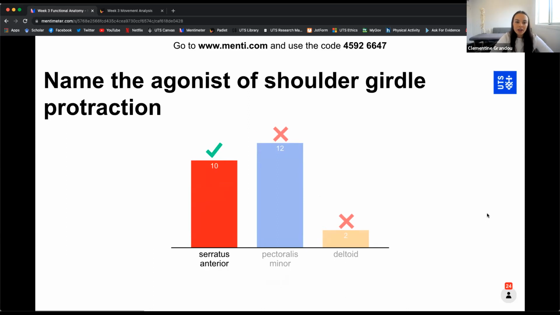The pectoralis minor also does protraction, so it does help. It's a synergist though. And then the deltoid, now the deltoid comes from the shoulder and inserts onto the deltoid tuberosity on the humerus. Now the deltoid muscle crosses the glenohumeral joint, but it does not cross the shoulder girdle. So the deltoid has heaps of different actions at the glenohumeral joint, but it actually does absolutely nothing at the shoulder girdle.